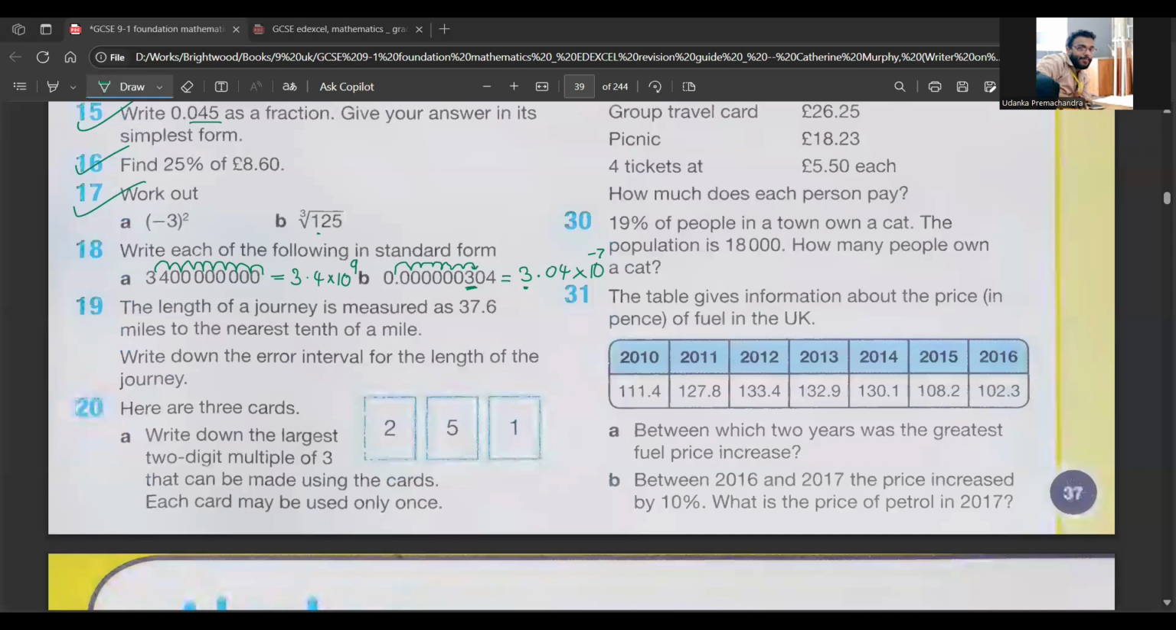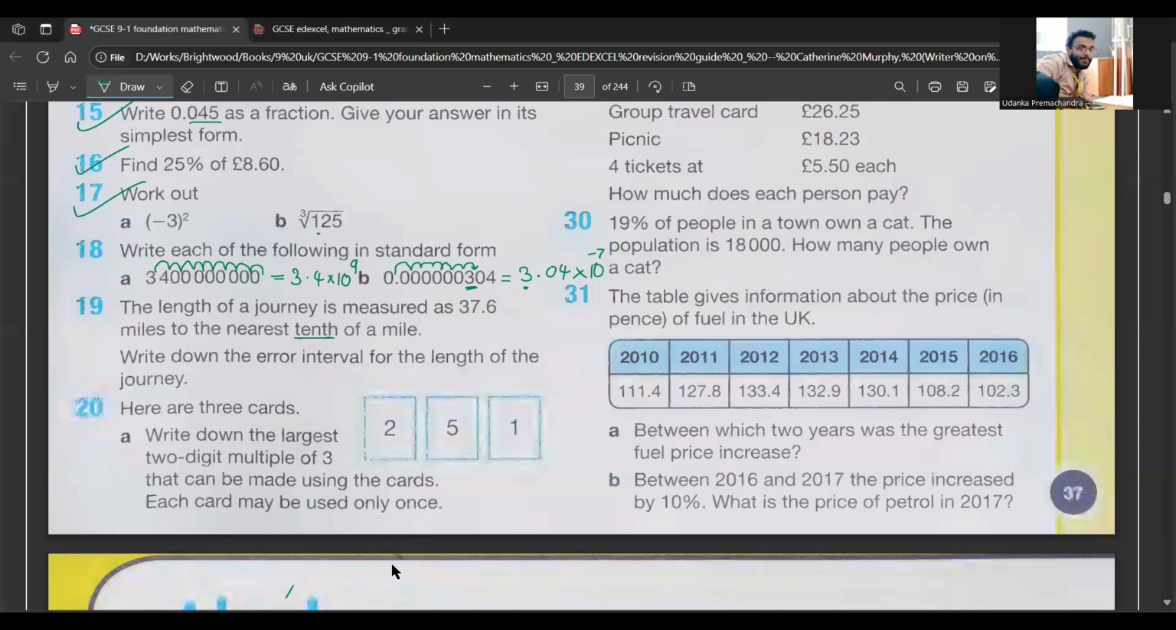So how do you do the 19th question? Actually, it's asking for the tenth. Tenth means the next decimal point, no? Here, tenth, hundredth, like that. They're asking for the next decimal point. Do you remember how to round it? First of all, I'll quickly recap this.